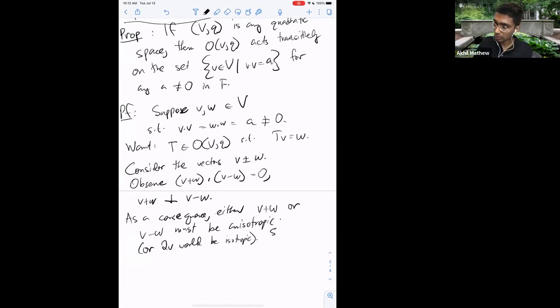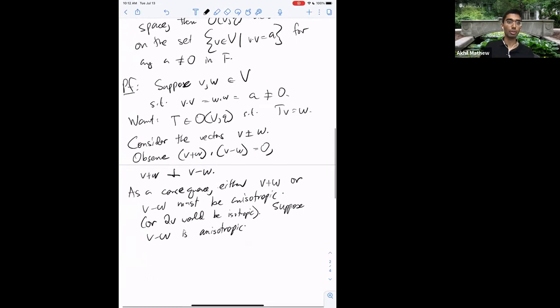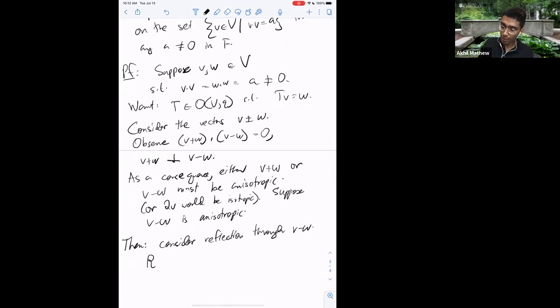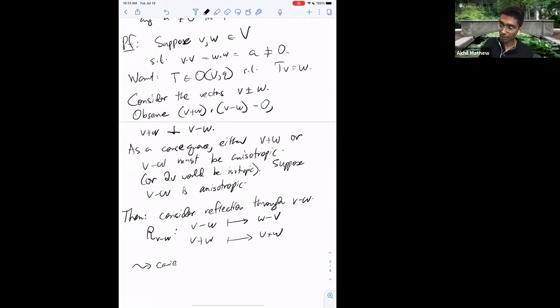Let me suppose for simplicity that v minus w is anisotropic. I'll explain how to handle the other case. So then consider the reflection through the vector v minus w. You're allowed to reflect through any vector which is anisotropic, because you're dividing by that vector dotted with itself. Observe that this reflection through v minus w, by construction, carries v minus w to w minus v. It's minus one on the line through v minus w, and it's the identity on the orthogonal complement. So it carries v plus w to v plus w, and hence it carries v into w, as desired.